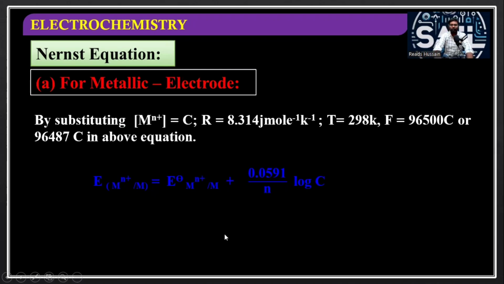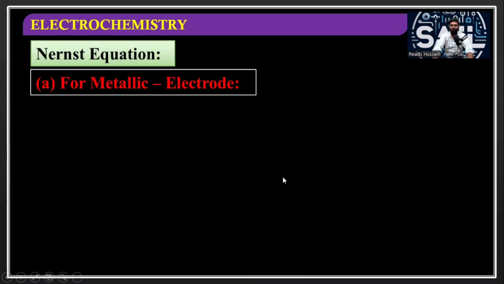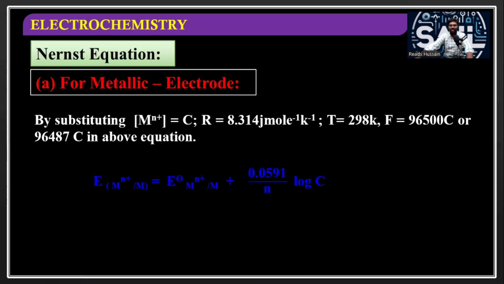Once again, I am going back. I hope you have written this formula. Here I am going to substitute the R value, T value, F value. If I substitute all these values, I will get a simplified form. R is 8.314, T is 298 Kelvin, F is 96,500 coulombs. If I substitute these values, this is the final formula.